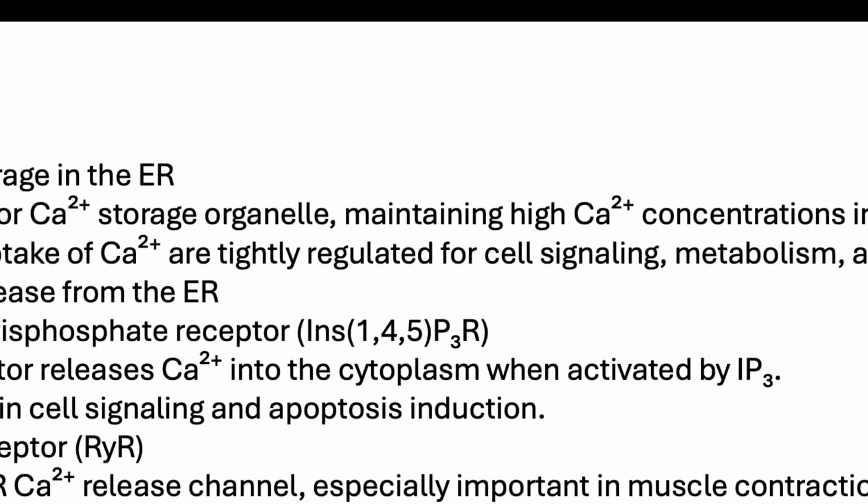Is it clear to the students that calcium storage is majorly happening in the endoplasmic reticulum via these channel proteins? If it's clear, then we'll move forward. Just let me know in the chat box.